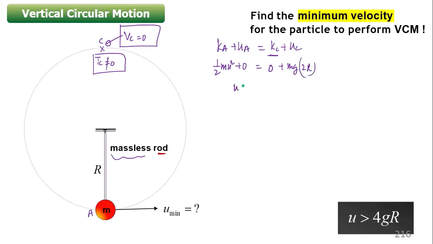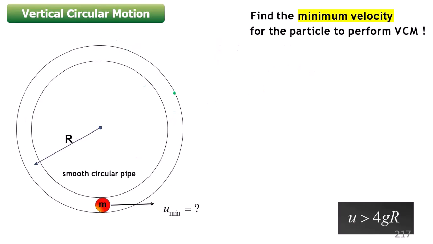Okay, so ultimately u should be equal to root 4gr. So this is the minimum velocity, root 4gr, at which it has to be projected so that it will cross the C point. Earlier, when the mass is tied with a string, I have to apply more velocity. So root 5gr is the more number, corresponding to the situation when the same mass is tied with a rod. Okay, so this is the answer for this.